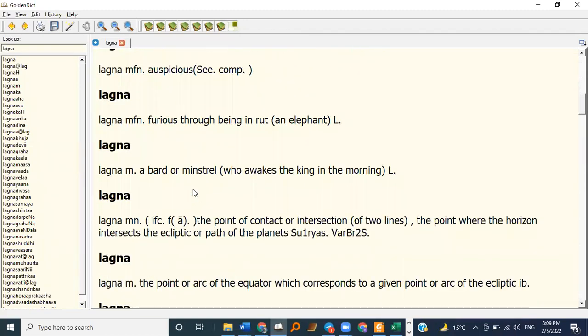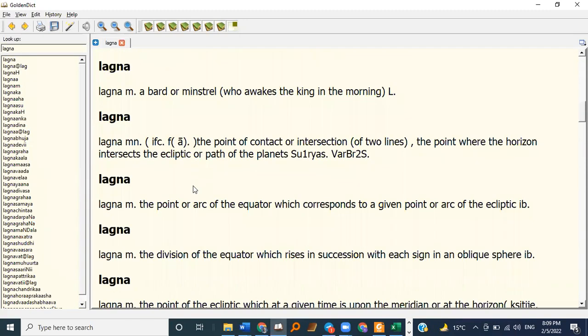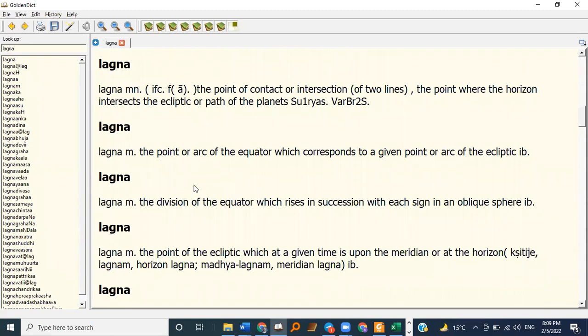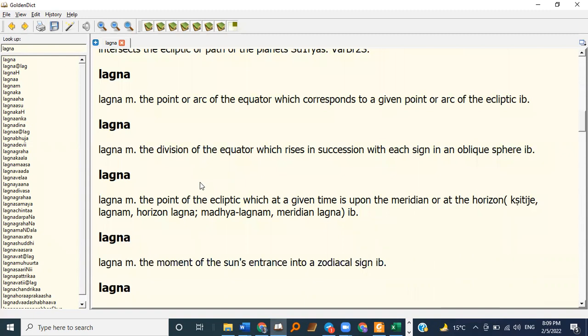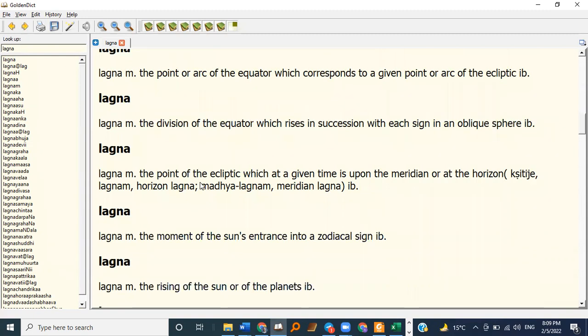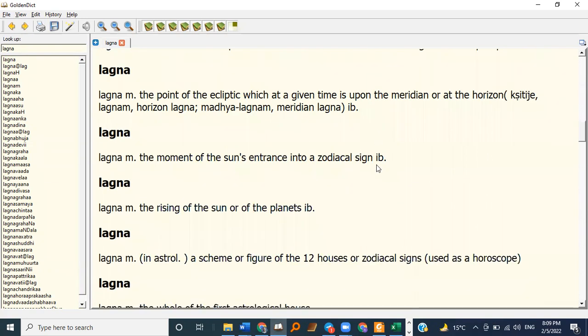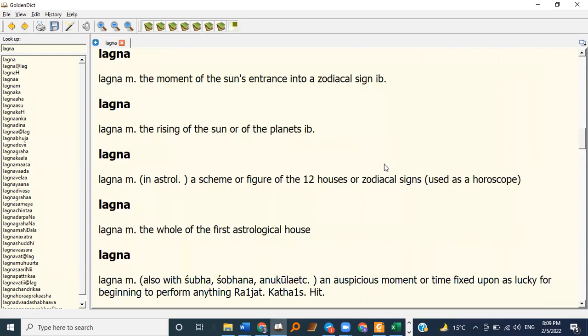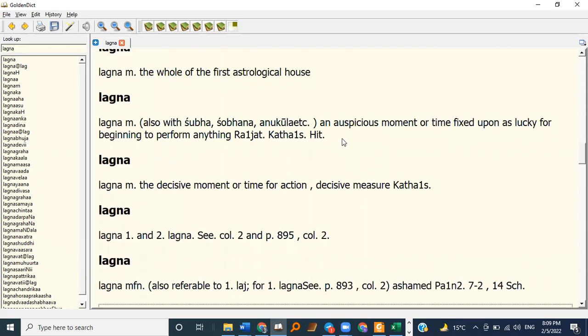So, like today is a good lagna, Basant Panchami. Happy Basant Panchami. Yellow everywhere. Yeah, an auspicious moment or time fixed upon as lucky for beginning to perform anything.